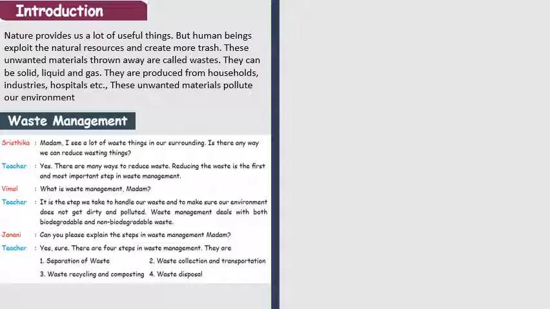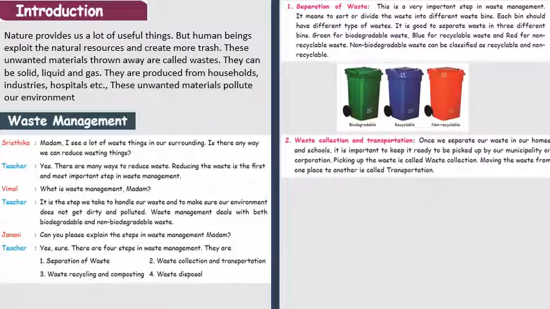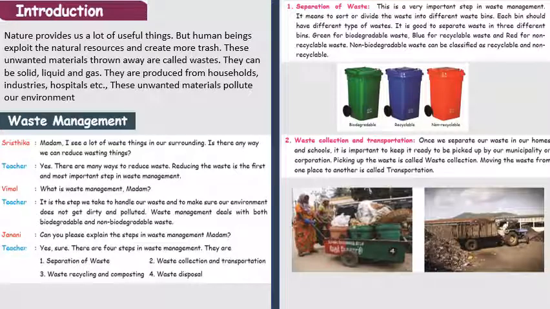What is waste management, madam? It is the step we take to handle our waste and to make sure our environment does not get dirty and polluted. Waste management deals with both biodegradable and non-biodegradable waste. Can you please explain the steps in waste management, madam? Yes, sure. There are 4 steps in waste management. They are separation of waste, waste collection and transportation, waste recycling and composting, waste disposal.